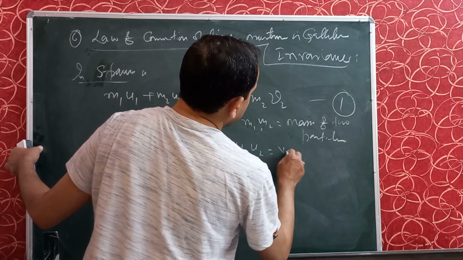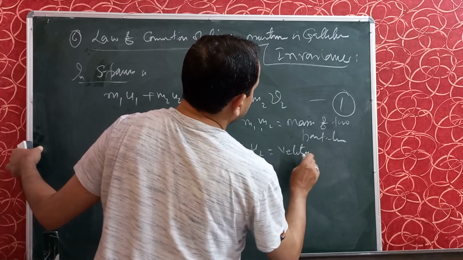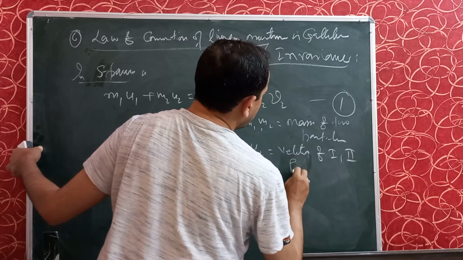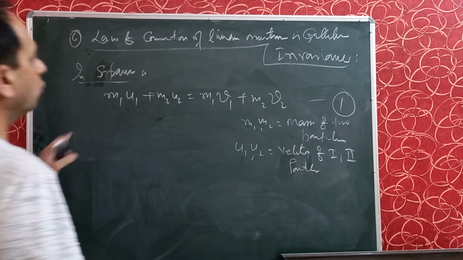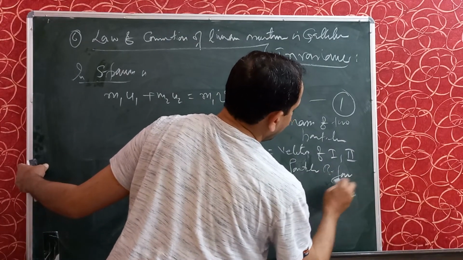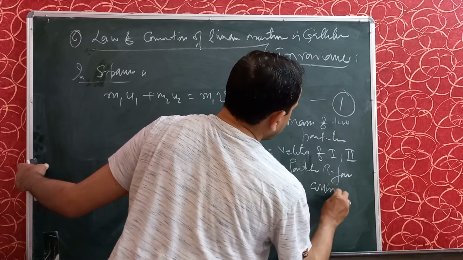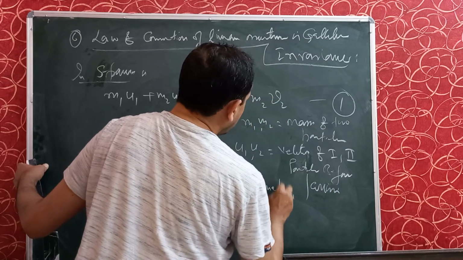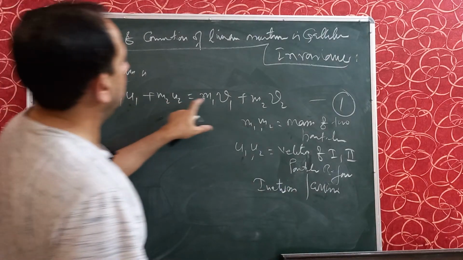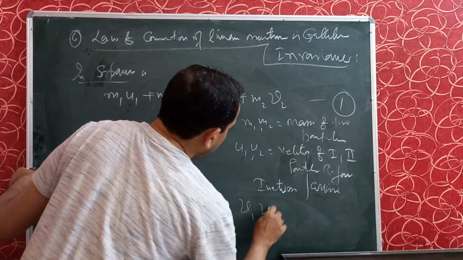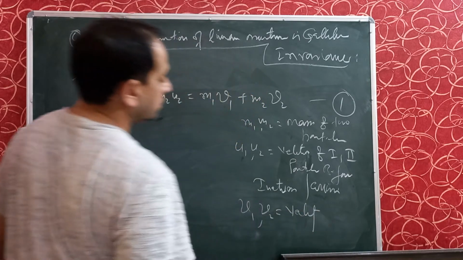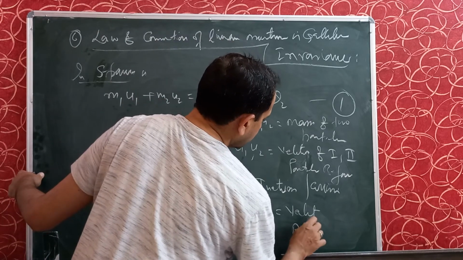Velocities of first and second particle before collision, or before interaction. These are the velocities before interaction, u1 and u2. And v1, v2 are the velocities of first and second particle after interaction.